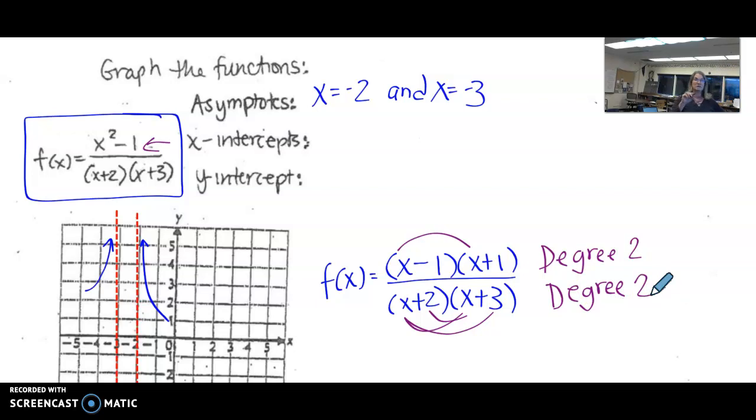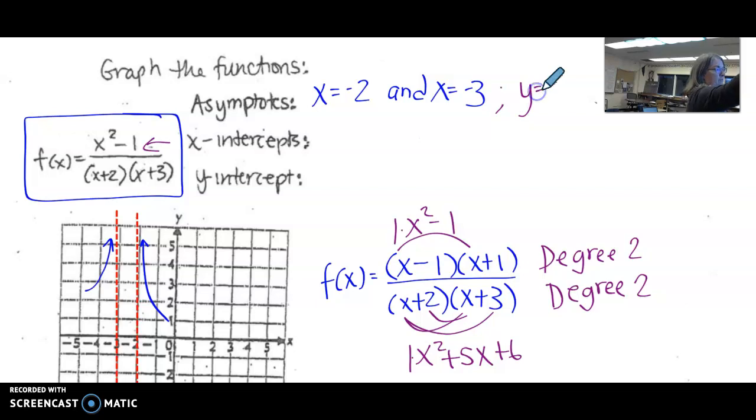So according to our rules for horizontal asymptotes, we're going to find the quotient of lead coefficients. If I multiply this out, I get x squared minus 1 on the top and x squared plus 5x plus 6 in the denominator. Our lead coefficients are 1 and 1. So my horizontal asymptote is y equals 1, because 1 over 1 is 1. And so we have this horizontal asymptote at 1. So y equals 1 looks something like that. Sorry, it's a little crooked here.